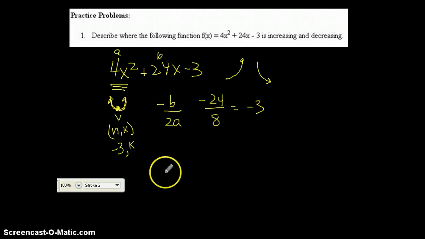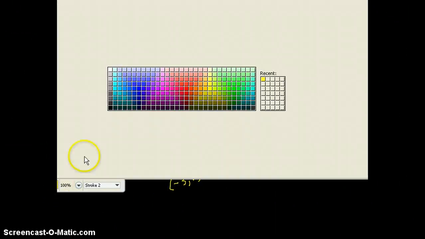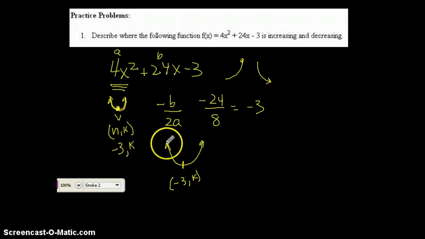But really it's just asking, describe where the function is increasing and decreasing. So this curve goes like this, and this value right here is negative 3 something, okay? Now remember, here the function is decreasing. Then here it starts increasing. And the point that it switches at is right here, or negative 3. So you're just going to say this.